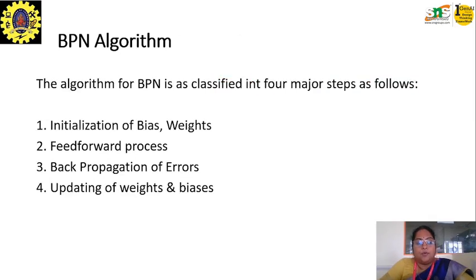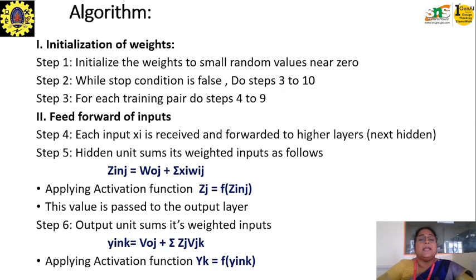The algorithm has only 4 steps: initialization of weight and bias, feed forward process, backpropagation of error, and updation of weight and bias. Here is the algorithm explanation. Step 1, initialization of weight: we initialize the weight values, which will always be small random values close to 0. Step 2, while the stop condition is false, repeat steps 3 to 10. Step 3, for each training pair, continue with steps 4 to 9. I'll be explaining steps 3 to 10 and 4 to 9.